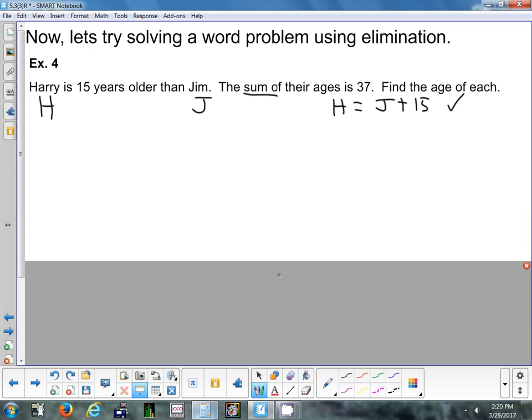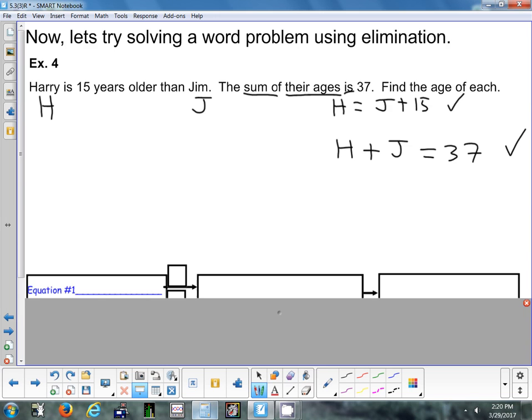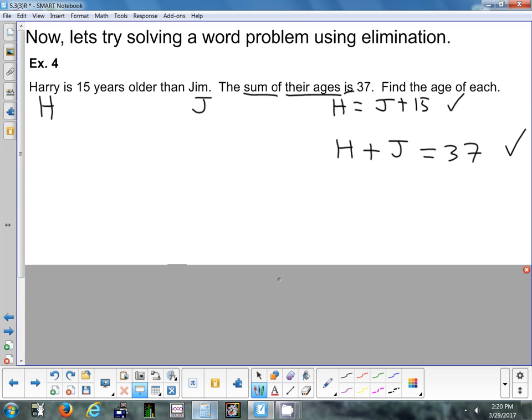The sum. What does sum mean? What operation? Add. The sum of their ages. Whose ages are we adding? Harry and Jim. The sum of their ages is. What does "is" mean? Equals. What is the sum? 37. There's the second equation. When it says the sum of their ages, take whatever letters you use to represent their ages, put a plus sign between them, and it's going to equal whatever the sum of their ages is.